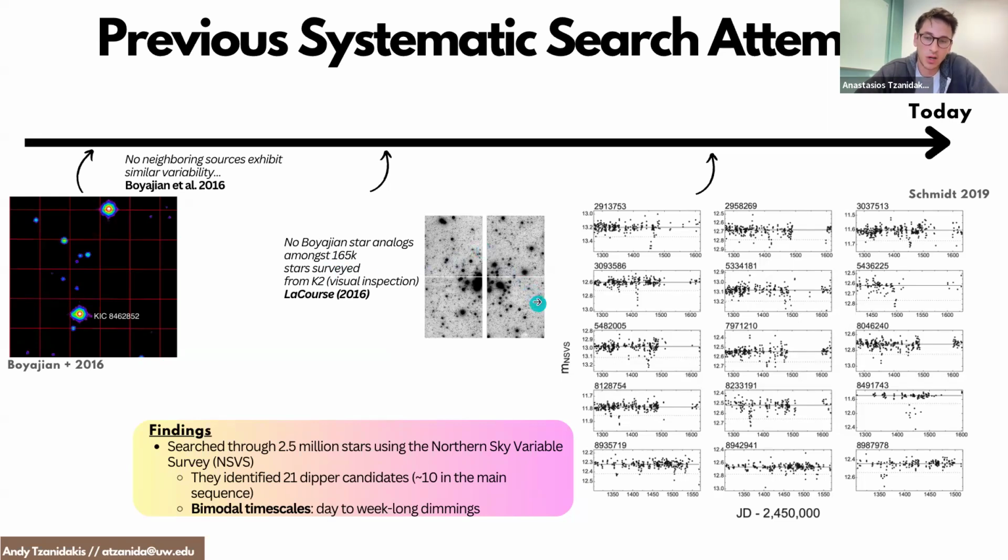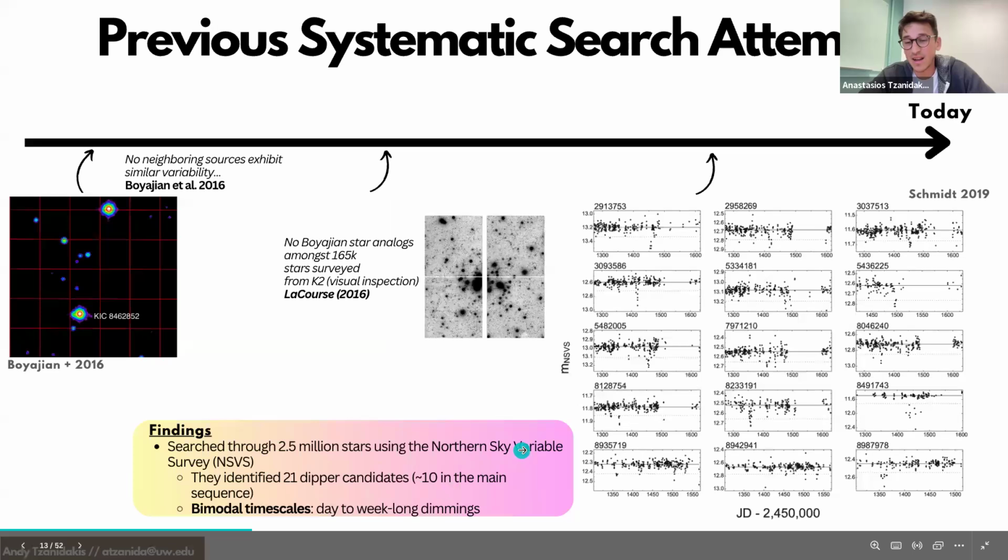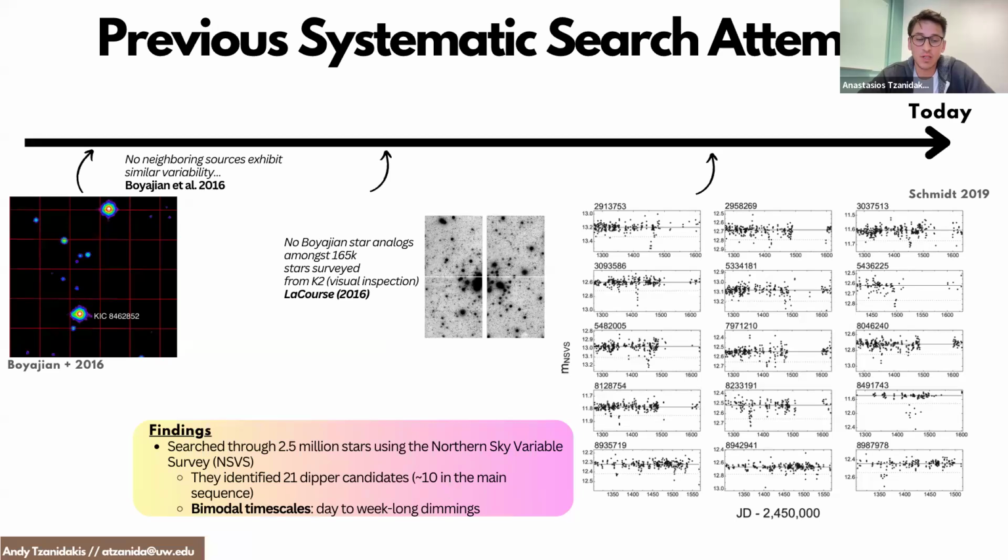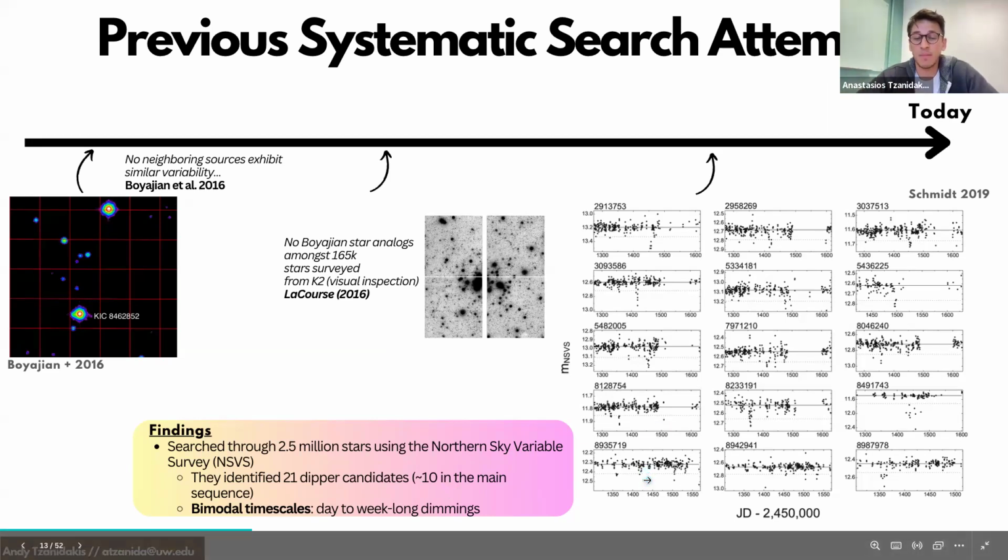But the first serious search besides Kepler was done with the Northern Sky Variable Survey, where they looked through 2.5 million stars. And this was a blind search, basically taking all stars in the Northern Sky Variable Survey and looking for these so-called main sequence Dipper stars. What they found was 21 Dipper candidates, and about 10 of those were on the main sequence. One of the key findings they suggested was that these are on bimodal timescales: some things happen really fast, over days, and other things happen on longer timescales, such as weeks and months.